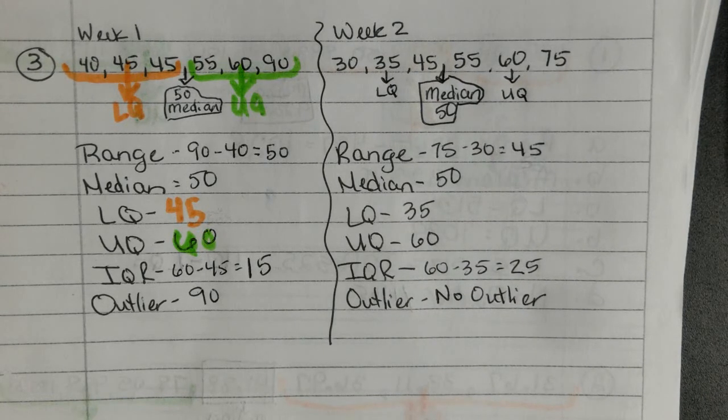Basically, by tomorrow, I want you to think about this. Last week, we found mean, median, mode, and range. Now we're doing median, LQ, UQ, IQR, and outlier. Now we're doing MAD. Okay? It's a lot to do with one set of numbers. You've got to stay organized.